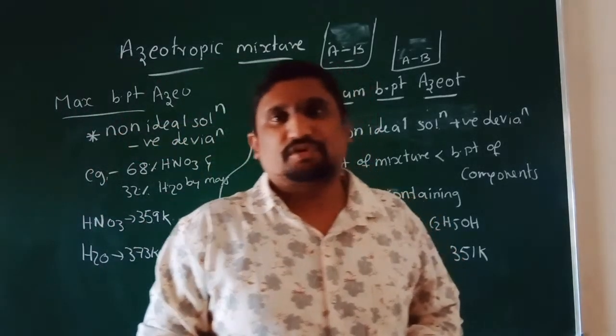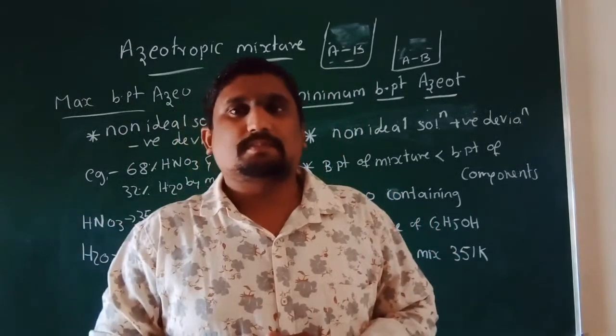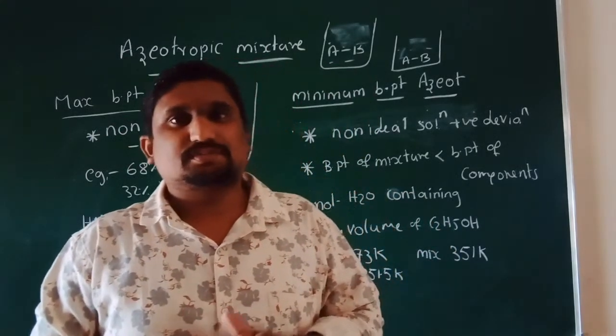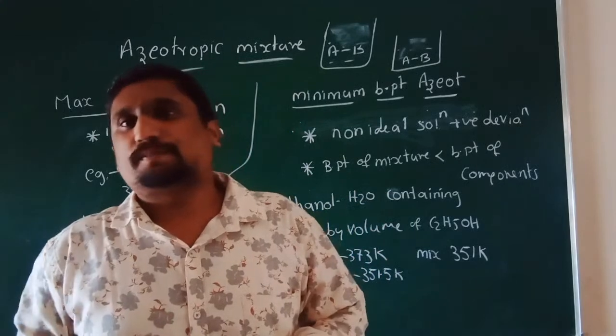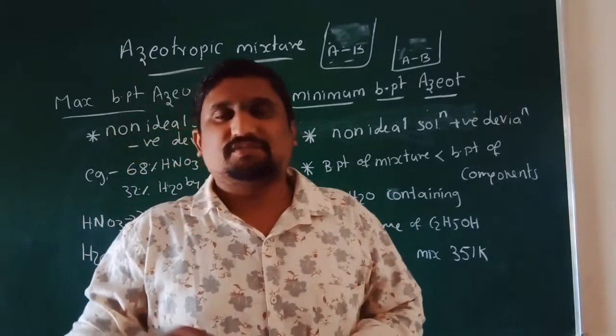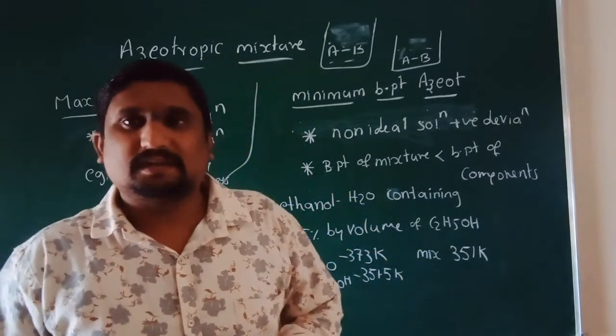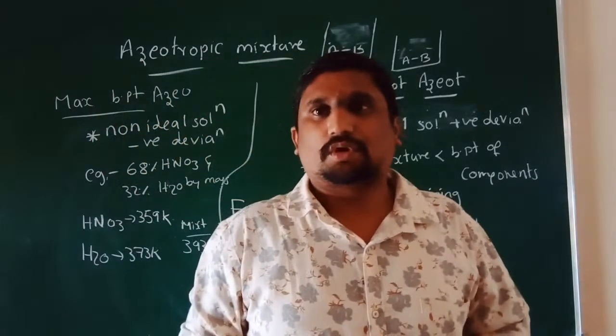Hence it is called a minimum boiling point azeotropic mixture. The best example for this is an ethanol-water mixture containing 95% by volume of ethanol and the remaining 5% by volume of water.